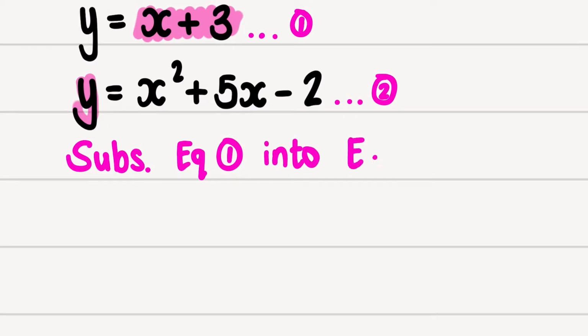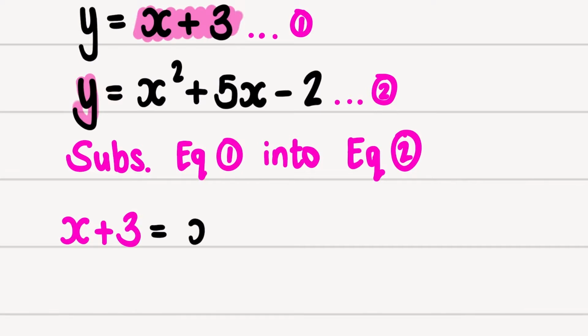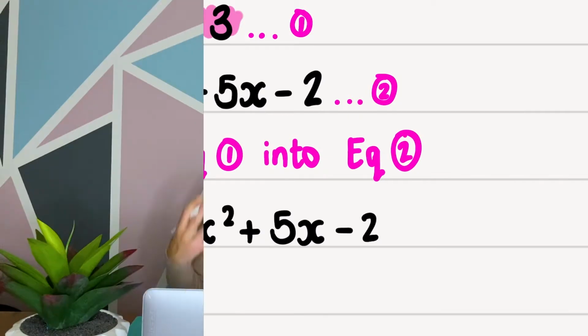into equation 2. So where I see the y, I'm going to replace it with what y is equal to, which is x plus 3. And I'm going to keep the rest of the equation the same: x squared plus 5x minus 2. So now I have a quadratic equation and I'm going to be able to solve this quadratic equation for x.